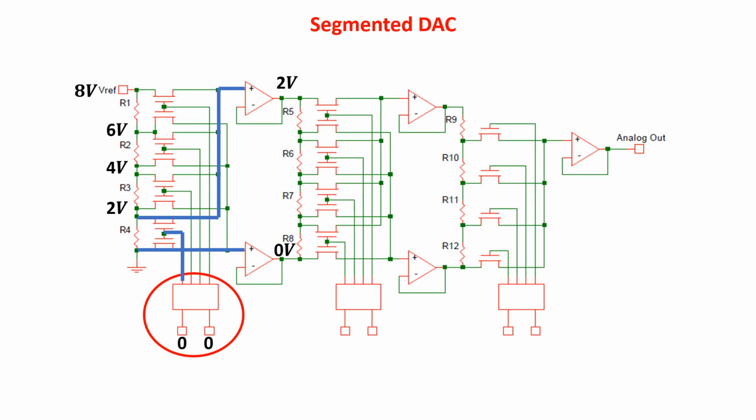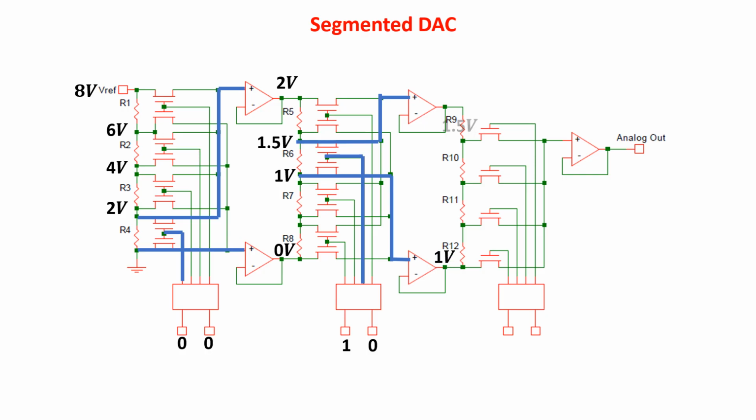Now, in the second segment, we have 2 volts divided by 4 equal resistors from R5 to R8, reaching a resolution of 0.5 volts. For example, if the input bits are 1, 0, we select the third line, which selects the third resistor of the second segment. So the output of the below buffer is 1 volt and the output of the above buffer is 1.5 volts. So now we have 0.5 volts divided by 4 equal resistors, R9 to R12. So we get 0.125 volts as maximum resolution.